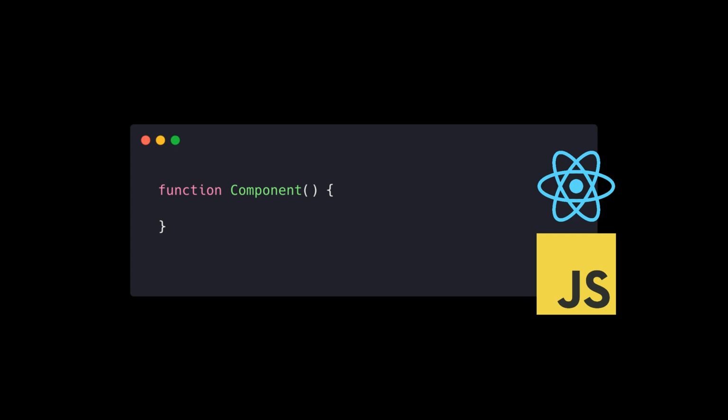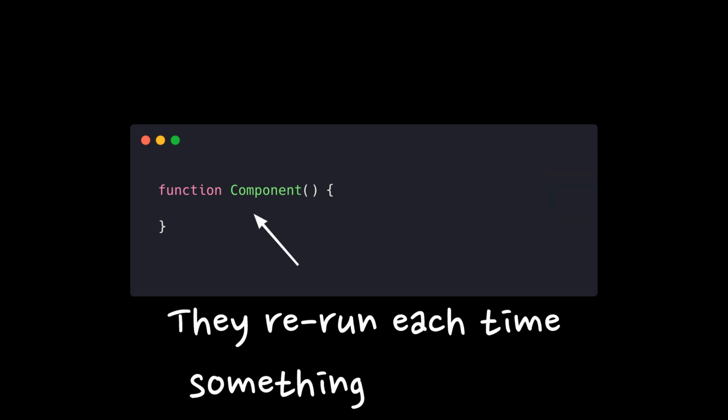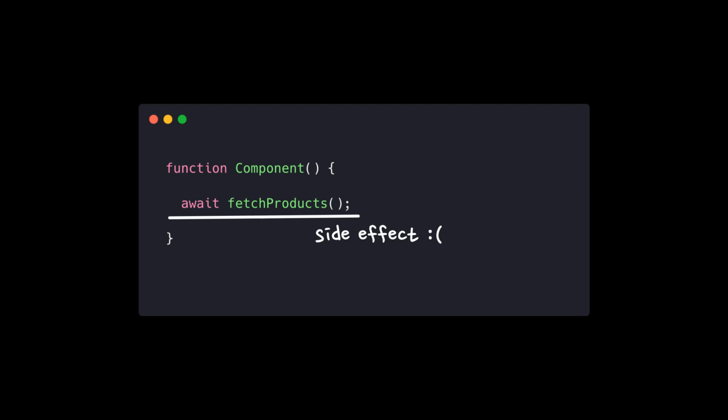In React, components are simple JavaScript functions. They rerun each time something changes, like a state, or props, or context, or even when the parent re-renders. So if we stick a side effect, like an API call, inside a function body, we have a problem to deal with. We can't really wait for the results, and we don't really want to run a side effect on each render. But the fix is very simple.